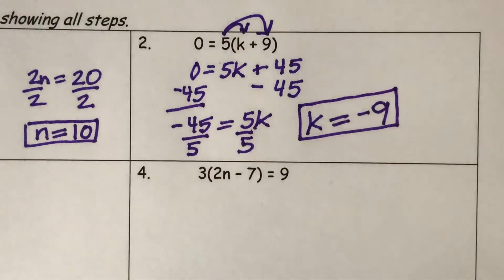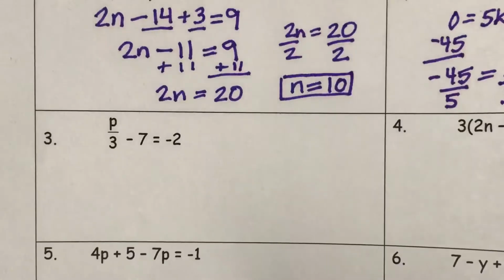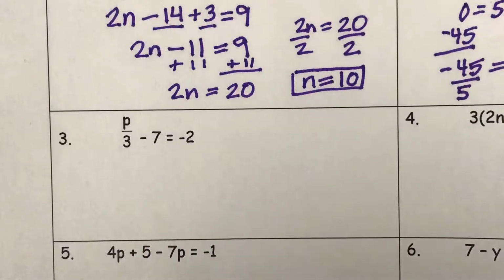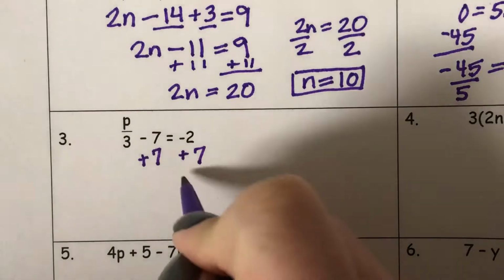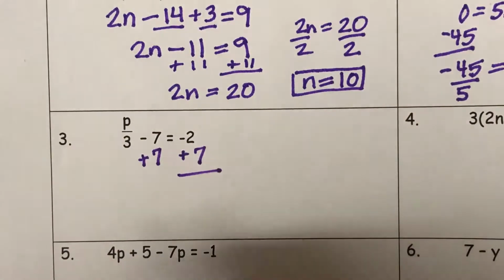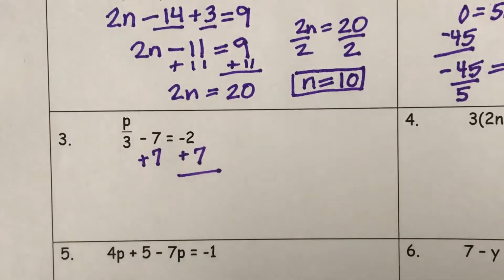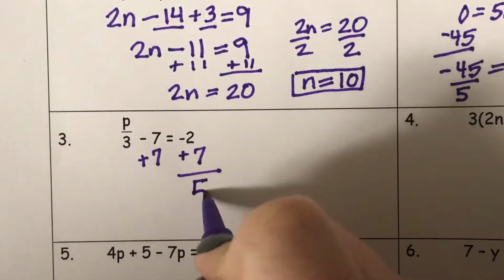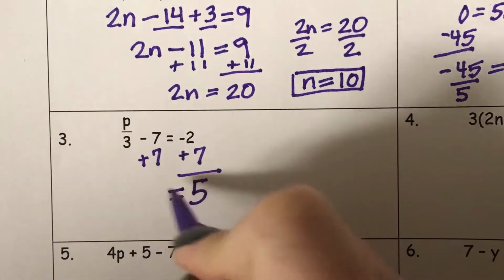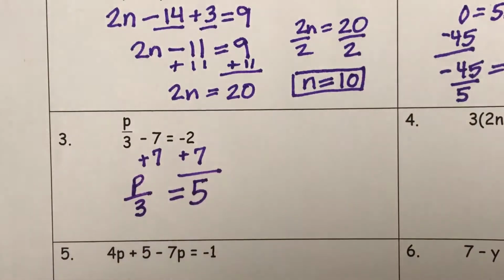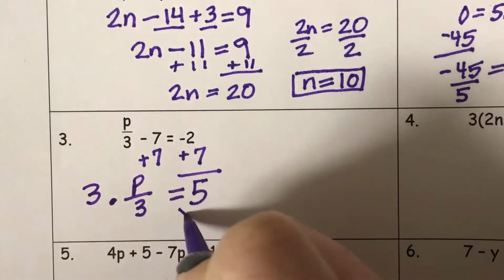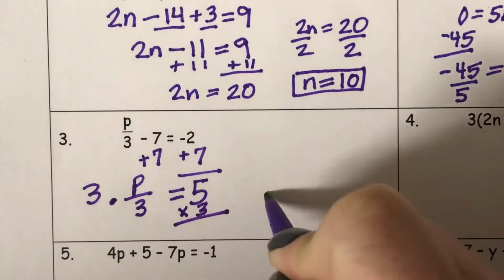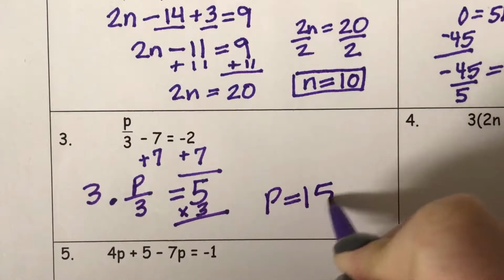All right. Problem 3. Simple two-step equation. We're going to add 7 to the other side. We're left with negative 2 plus positive 7. Got to find their difference because one's positive and one's negative. So we have 5 left over equal to p divided by 3. The opposite of division is multiplication, so multiply by 3. We're left with p equals 15.